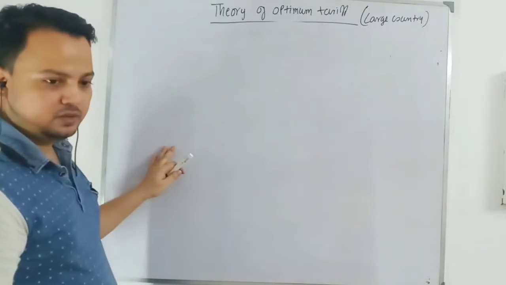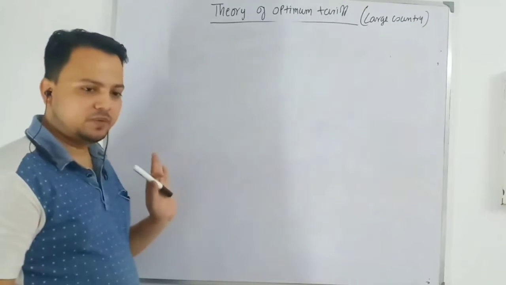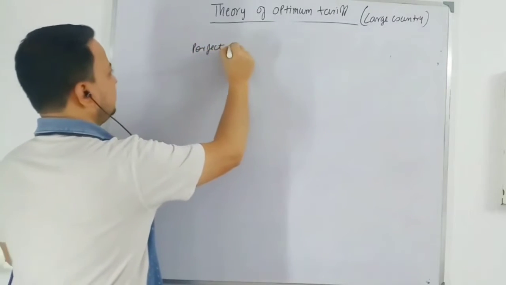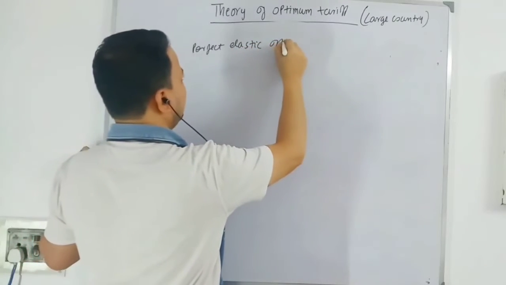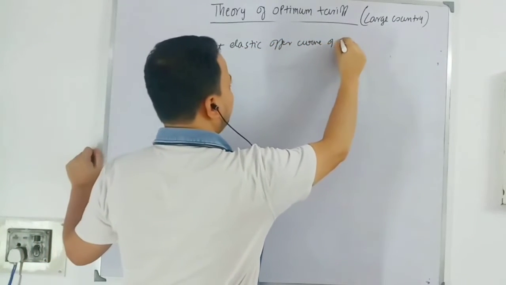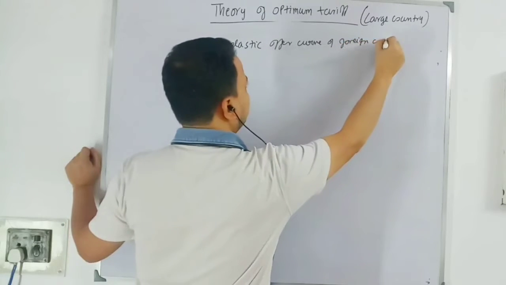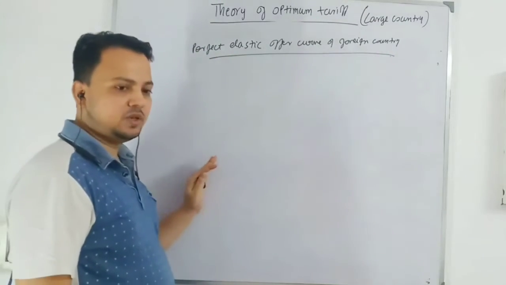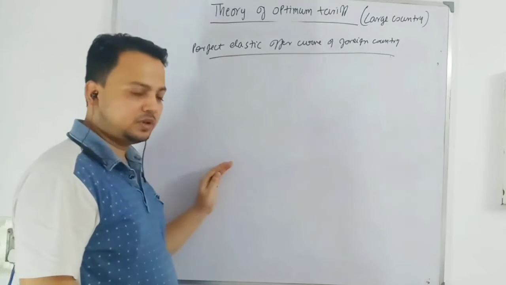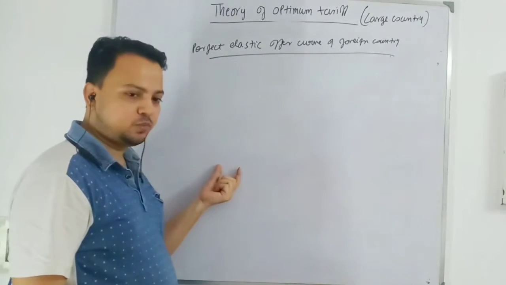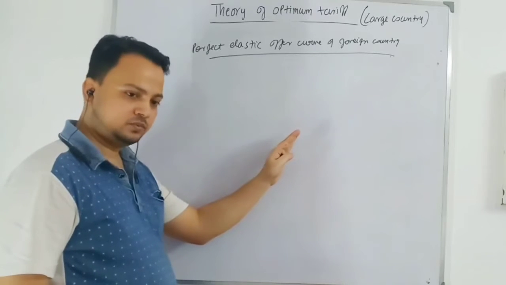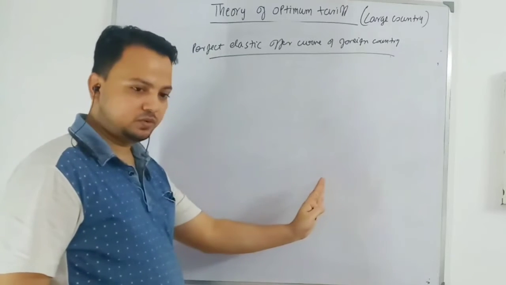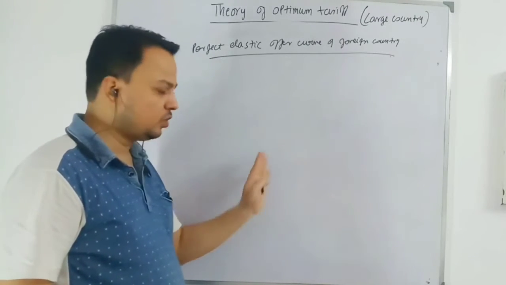Okay, next take one case where the offer curve of the foreign country is perfectly elastic. Perfectly elastic offer curve of the foreign country. When I am saying perfectly elastic offer curve, if you know the definition of perfect elasticity, the proportion of import to proportion of export remains the same. It means that the quantity of export and import remains the same, independent of volume.